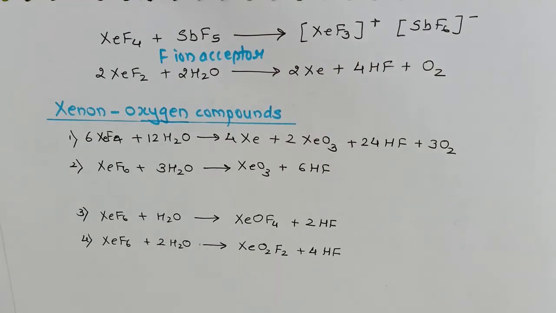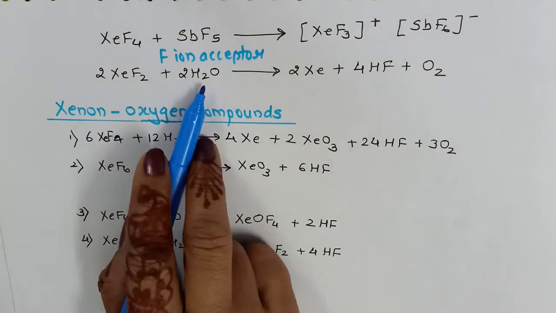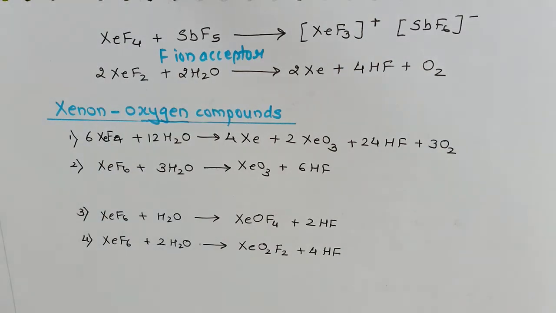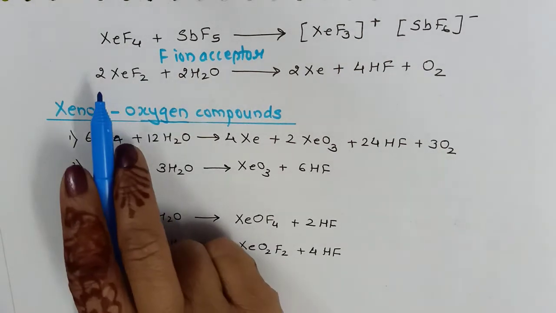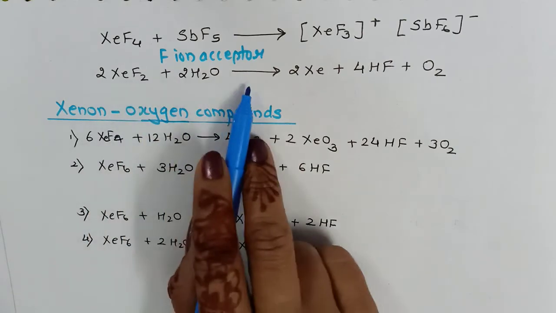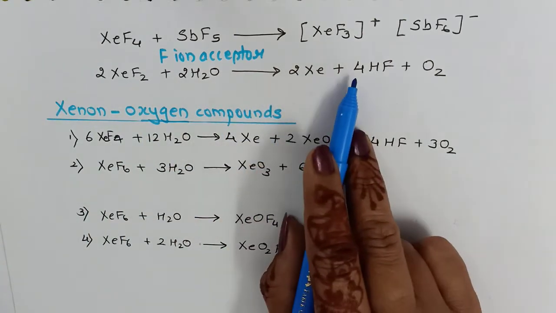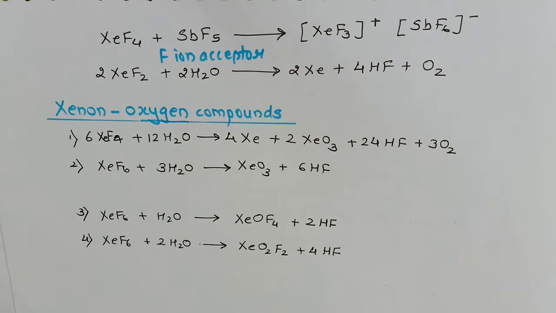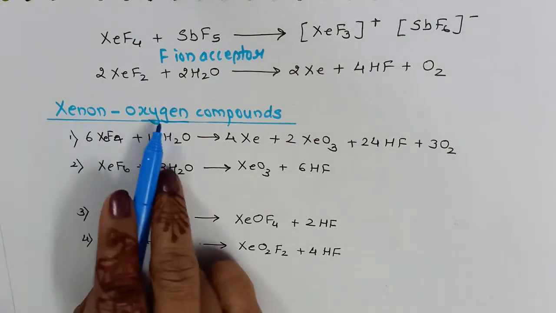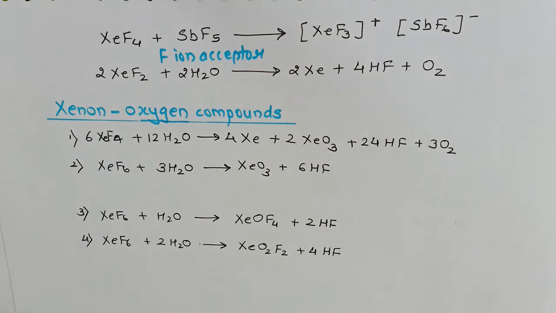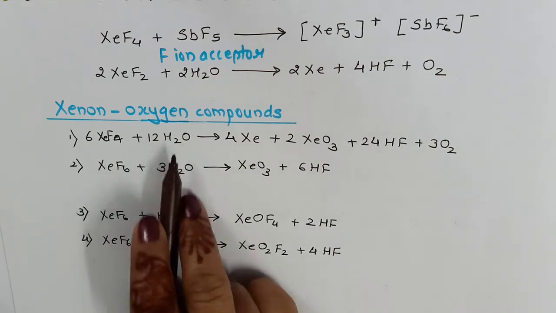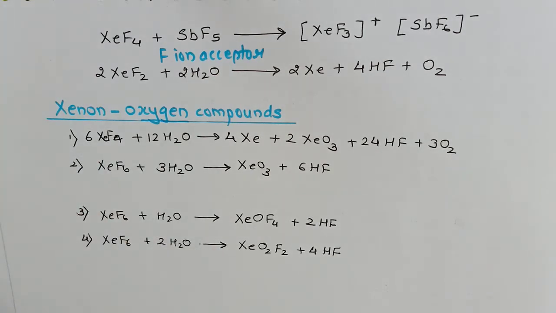Now the xenon fluoride compounds are readily hydrolyzed even by traces of water and they act as a powerful fluorinating agent. For example, xenon difluoride is hydrolyzed to give xenon, hydrogen fluoride and oxygen. As xenon forms compounds with fluorine, xenon also forms compounds with oxygen. We call them xenon oxygen compounds. Xenon oxygen compounds are basically obtained by hydrolysis of xenon fluoride compounds.